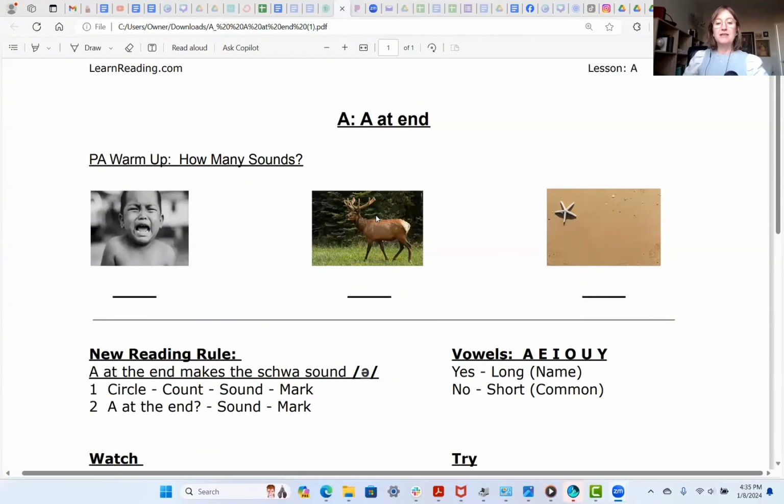Try how many sounds are in elk. Count the sounds in elk. Put it in the chat.